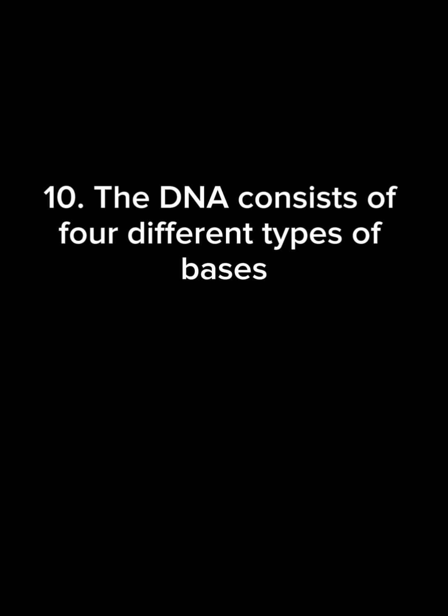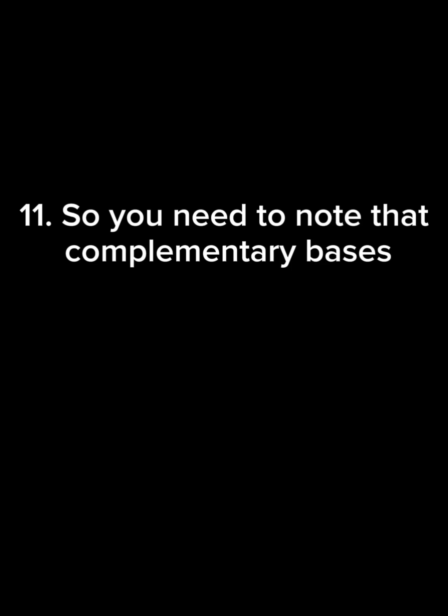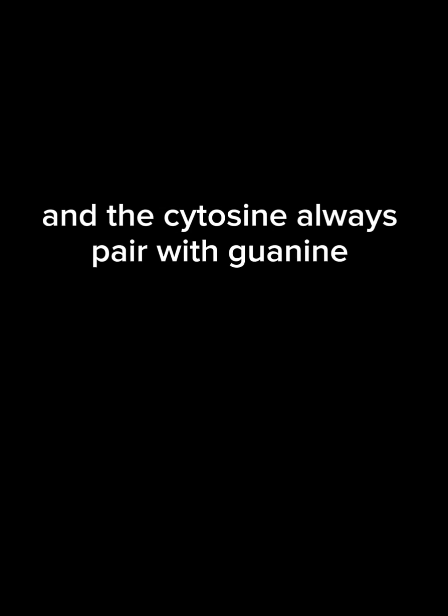The DNA consists of 4 different types of bases, namely adenine, thymine, cytosine, and guanine. You need to note that complementary bases always pair with each other. Adenine always pairs with thymine, held together by 2 hydrogen bonds between them, and cytosine always pairs with guanine, held together by 3 hydrogen bonds.